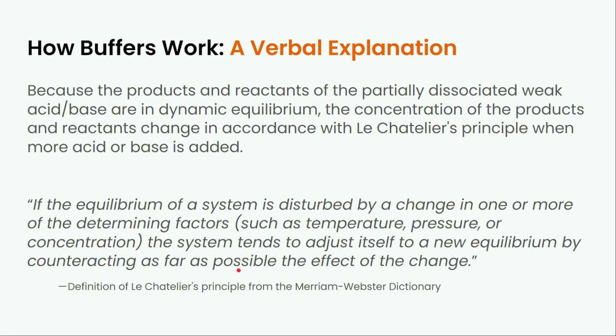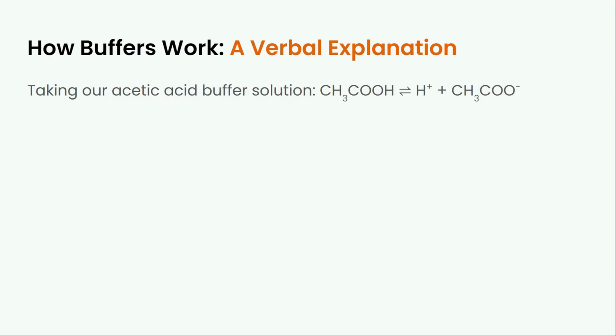So if we add some acid to a buffer, it will react with the conjugate base, disturbing the equilibrium. So more of the conjugate acid will dissociate into protons and conjugate base to offset this change, and vice versa. Let's try and put a real chemical to this. Let's look at it in the context of a real buffer system. We can use our acetic acid system that we had earlier, which I've written here.